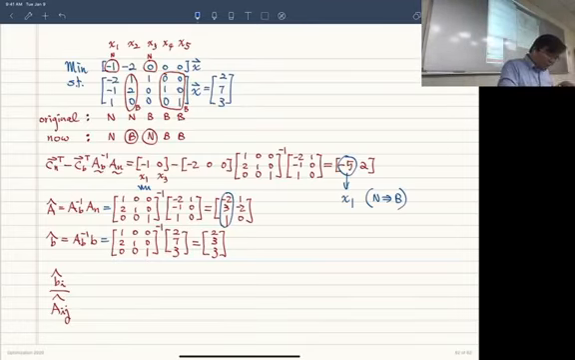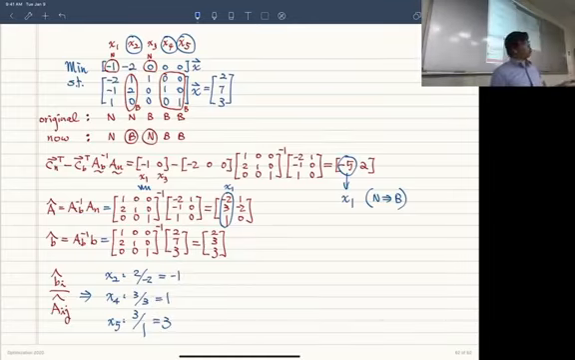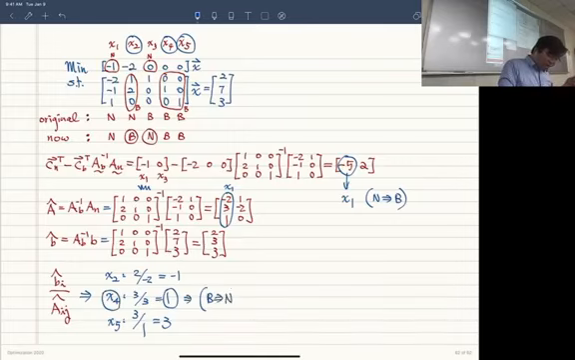And what do these three numbers represent? The three basic. And what are the three basic? X2, X4, and X5. And what are these numbers? -1, 1, and 3. And what do I do right now? Choose the smallest positive one. So this one. So X4 will be converted from basic to non-basic. That's the end of my second iteration. We just need to do one more time.